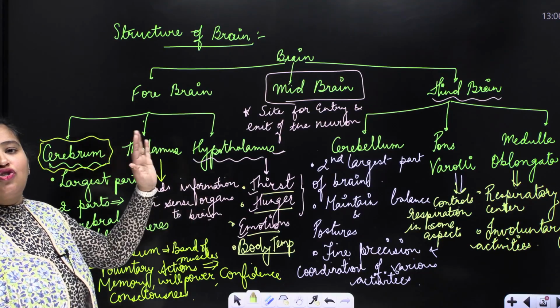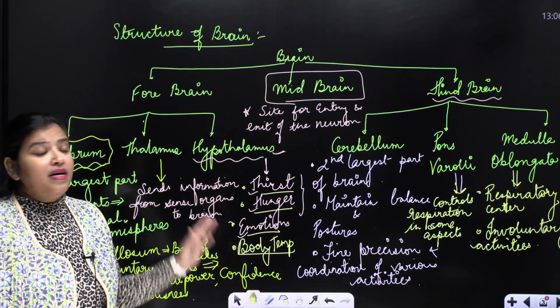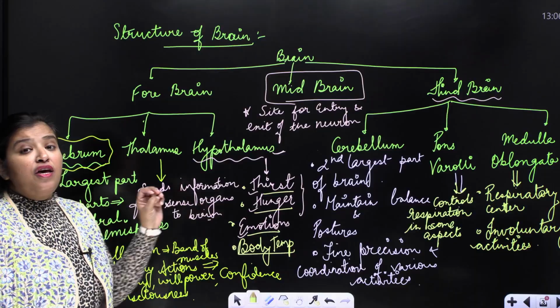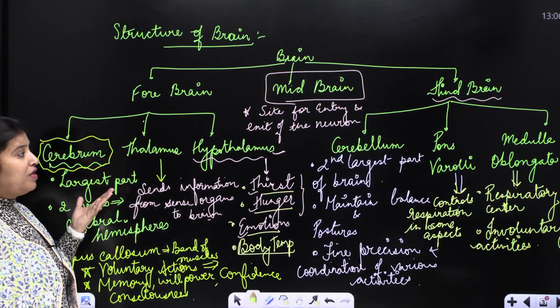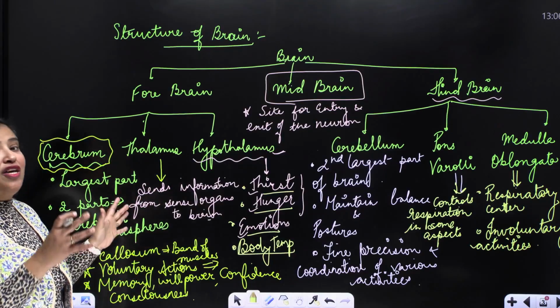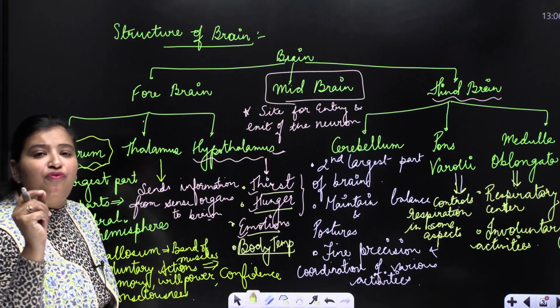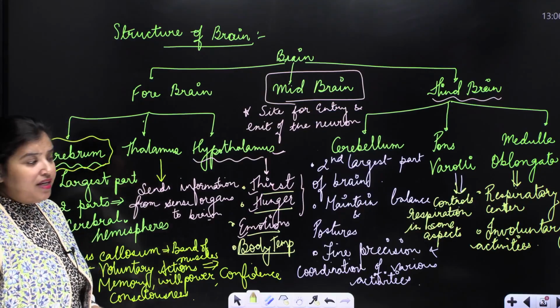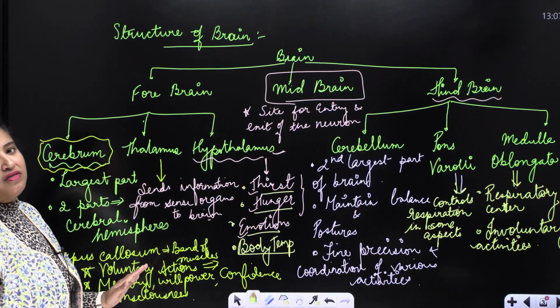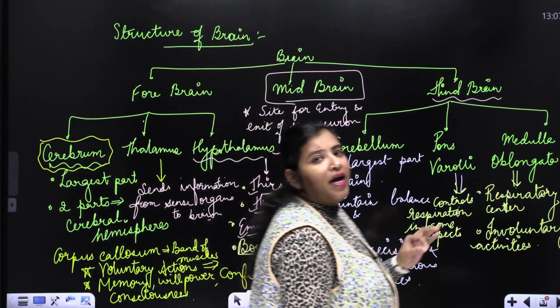This flowchart is showing you all the parts of the brain. All right, I have written the functions. If you present your answer like this, you will write less and give more information to the examiner, and that too in a very, very short period of time. All right, so this is the flowchart. This is a very, very important flowchart. You should learn this by heart.